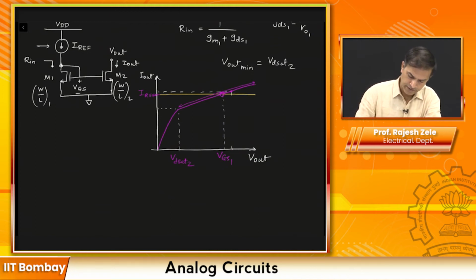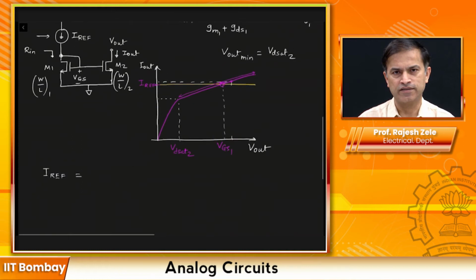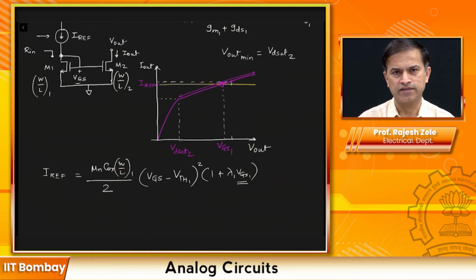Let's write a couple of equations and it will become a lot clearer. IREF for the transistor M1 is going to be mu n Cox W by L 1 divided by 2, times VGS minus VTH1 of the transistor M1 squared. Let's do a little more accurate analysis, because we are also looking at the exact current source value. So it will be multiplied by 1 plus lambda 1 VDS1, which is equal to VGS1. That's why we have put that in there.